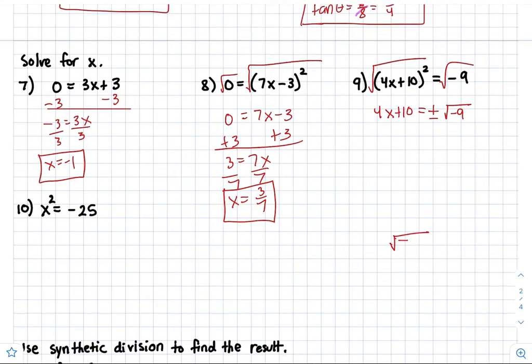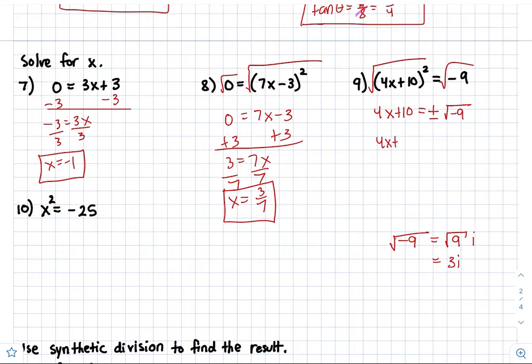Square root of -9, everybody. Remember, take the negative out and it becomes an i, right? Now the square root of 9, you guys, that's just going to be 3i. So we're going to get 4x plus 10 is equal to plus or minus 3i.